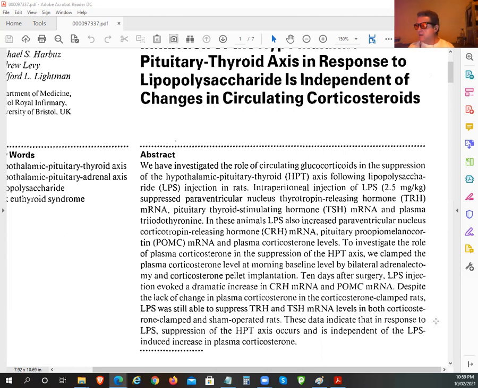These data indicate that in response to LPS, suppression of the HPT axis occurs and is independent of LPS-induced increases in plasma corticosterone. So even though LPS does increase these other factors, it doesn't have any effect on the deleterious effects of LPS on TRH out of the hypothalamus and TSH out of the pituitary. So it has no effect on those.